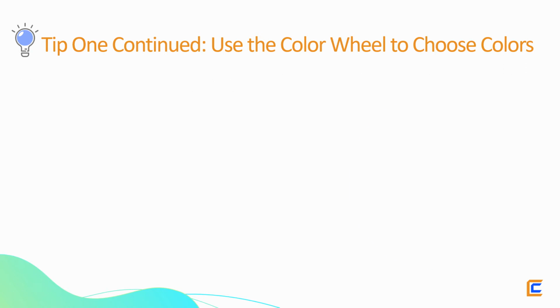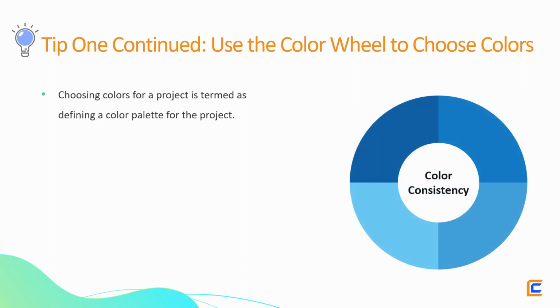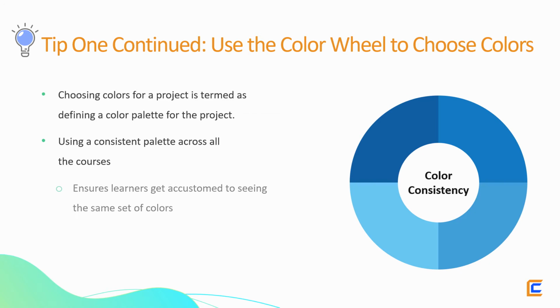In the design world, choosing colors for a particular project is termed as defining a color palette for the project. You are strongly recommended to use a consistent palette across all your courses to ensure your learners get accustomed to the experience of seeing the same set of colors.